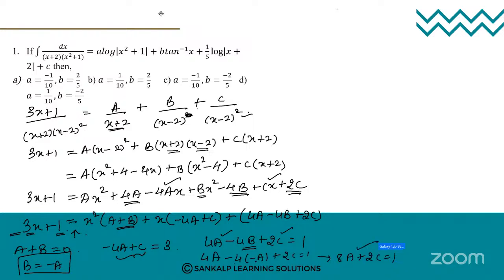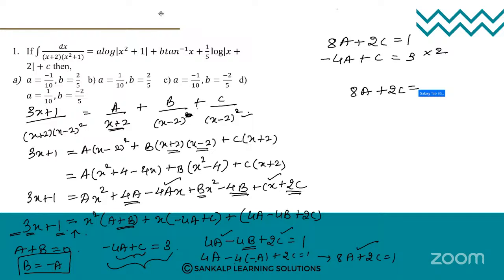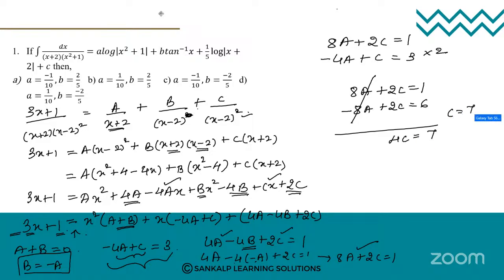So here we got one equation in A and C, and here another equation in A and C. Let's solve. What is this? 8A plus 2C equals 1. And what is this? 4A plus C equals 3. Okay, if I multiply this with 2, what will I get? 8A plus 2C equals 6. So this is 8A plus 2C equals 1 and this is minus 8A minus 2C equals minus 6. Now 8A straight away cancels. 2C. This becomes 7. So what is the value of C? 7 by 4. This is what I had done directly.